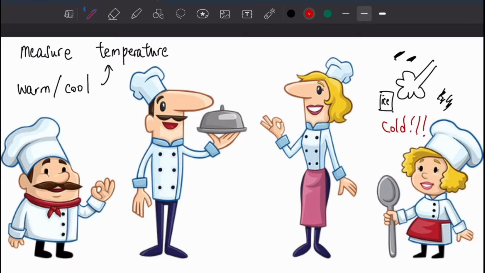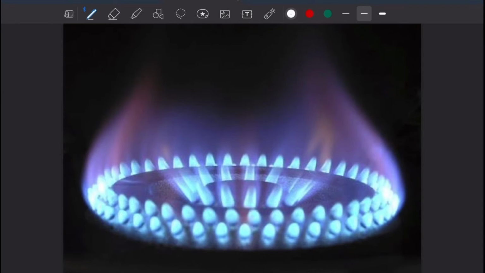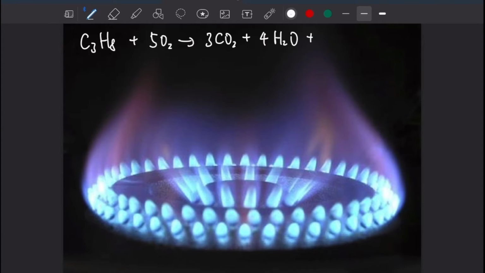Back to cooking. Most of the heat is generated through burning LPG and town gas in Hong Kong. Take LPG as an example. The heat is initially stored as chemical energy in C3H8. Under complete combustion of C3H8 with a sufficient supply of oxygen, a large amount of heat could be generated and we could eventually turn on the stoves and cook our own food. The equation is shown here.